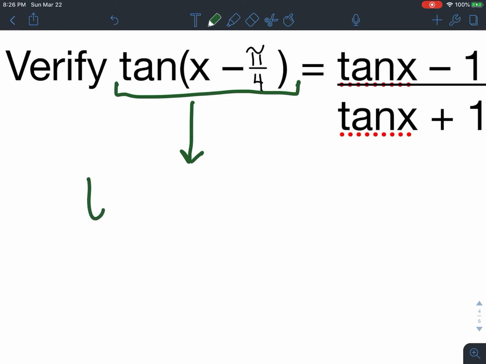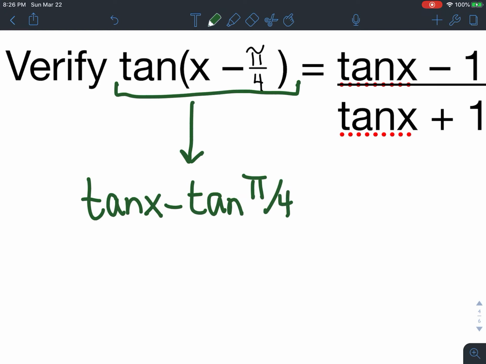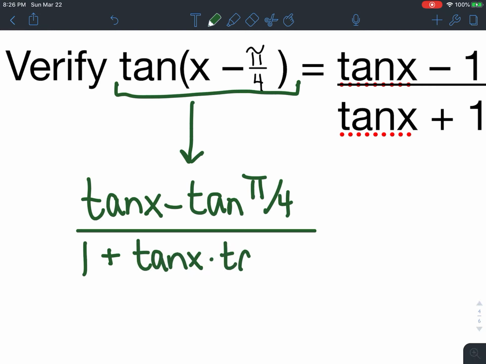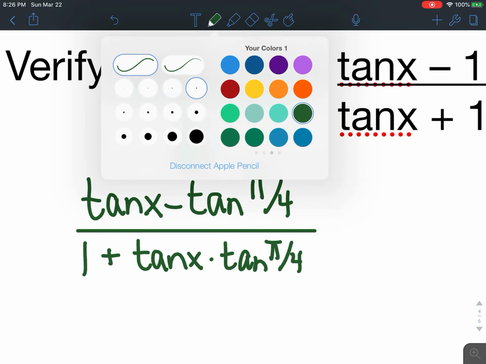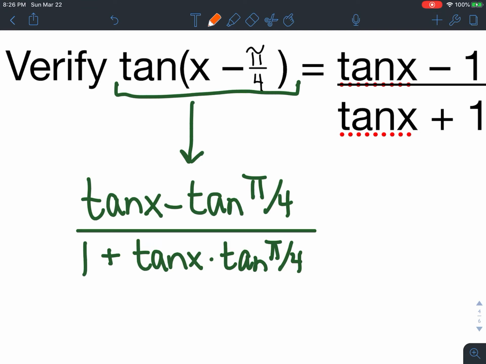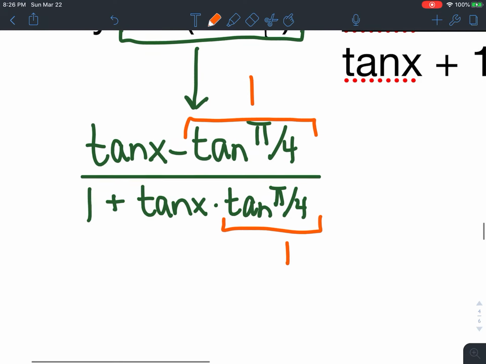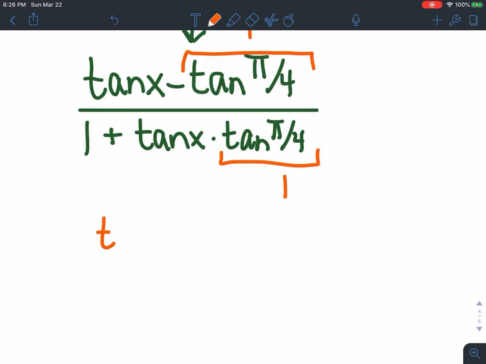So tangent of x minus pi over 4 equals tangent x minus tangent pi over 4 over 1 plus, switch the sign, tangent x times tangent pi over 4. But what is tangent pi over 4? It's 1. The tangent of pi over 4 is 1.